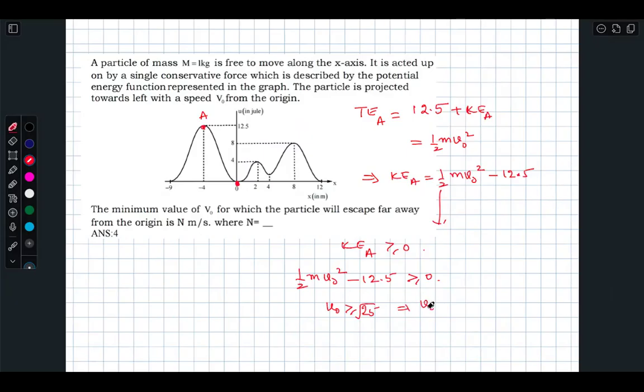So V naught minimum is 5 meter per second. If your speed is 5 meter per second, it will escape. If you are projecting towards the left, if you are projecting towards the right, all this, left projection, leftward projection.